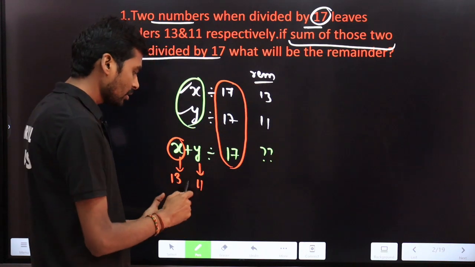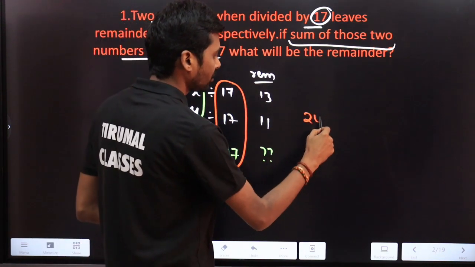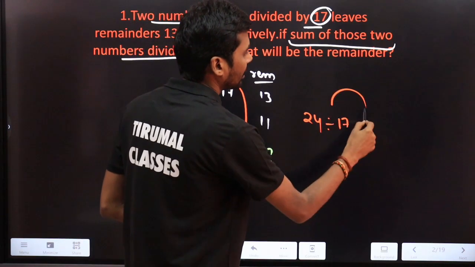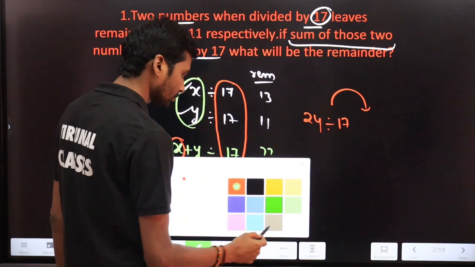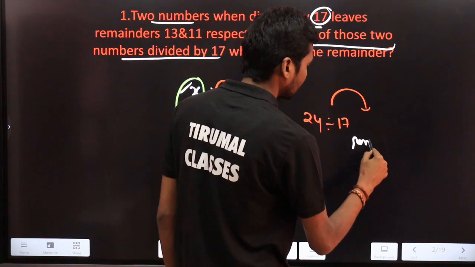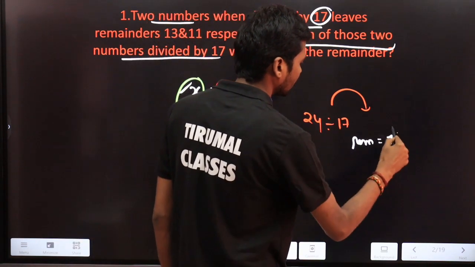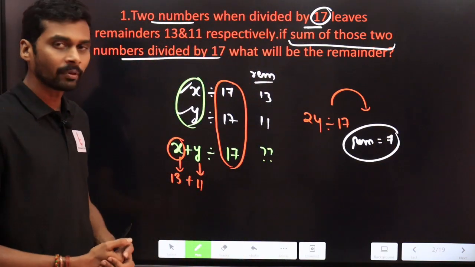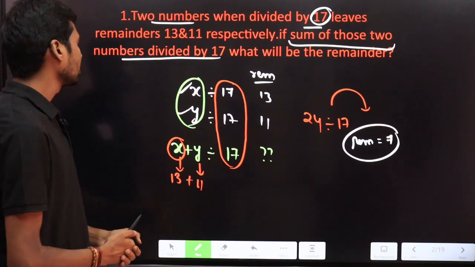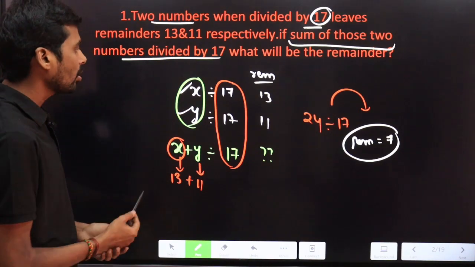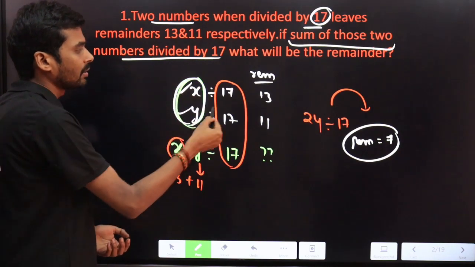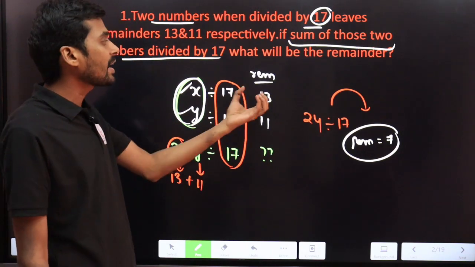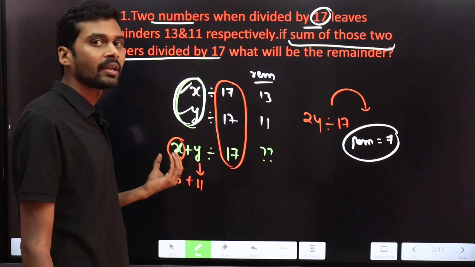Now x plus y means 13 plus 11, which is 24. When I divide 24 by 17, what is the remainder? 17 ones are 17, and the remainder is 7. So the remainder is 7. Is it clear? It's a very simple concept. This is the type 1 model: the dividend is different, but the divisor is the same, and we can take the remainders themselves as the main numbers.